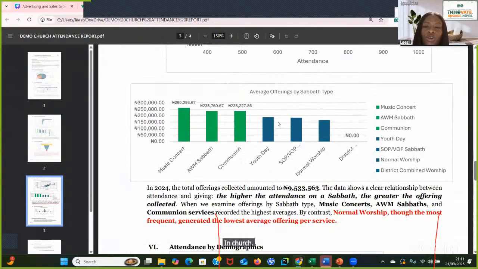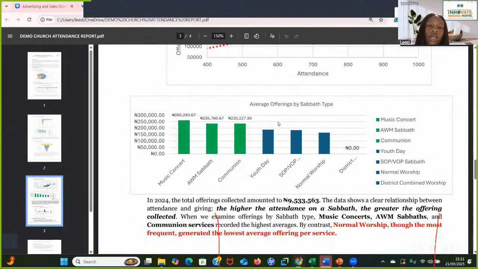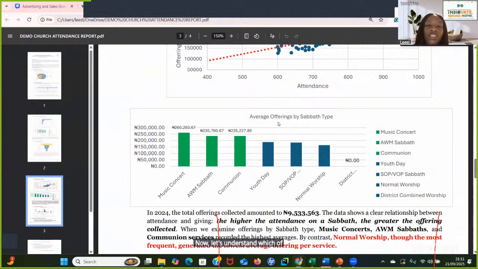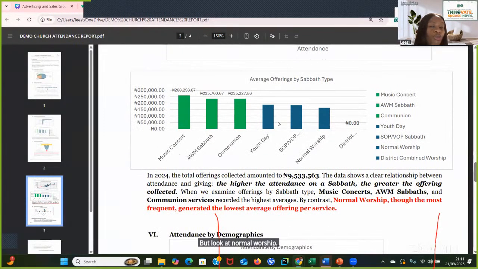Now, if we look at average offering by Sabbath type, let's understand which of the Sabbaths are influencing this increase. We can see again, music concerts, but there's a twist. AWM Sabbath, women like money, so they will always gather a lot of money during their Sabbath, and then Holy Communion. But look at the normal worship. There's not a lot of offering coming in. In fact, normal worship is the last. It has the least amount of offering coming in. Why? The church board can look into that. What could be the cause?